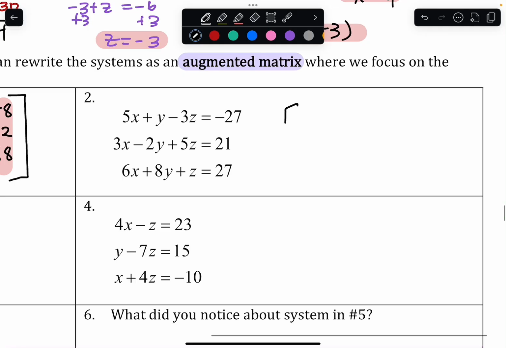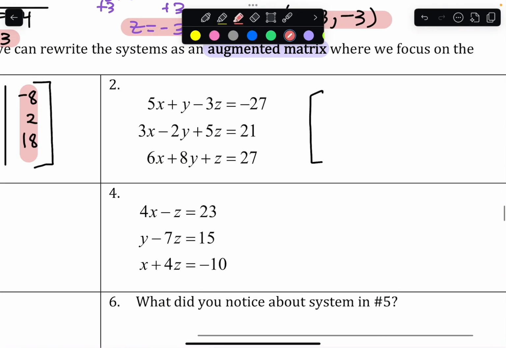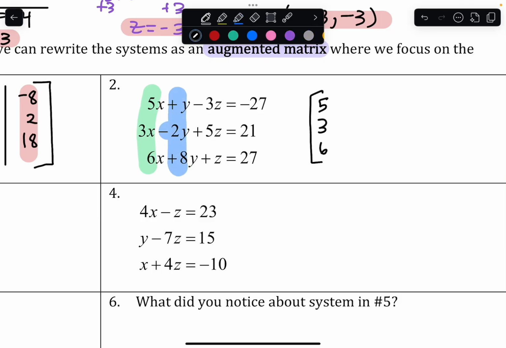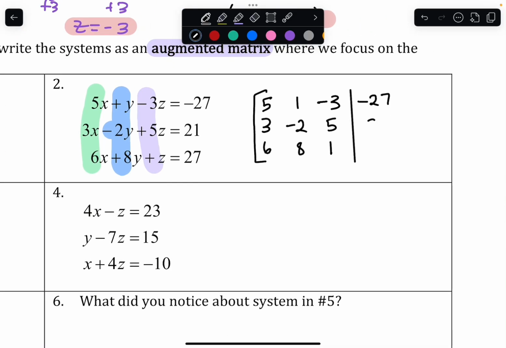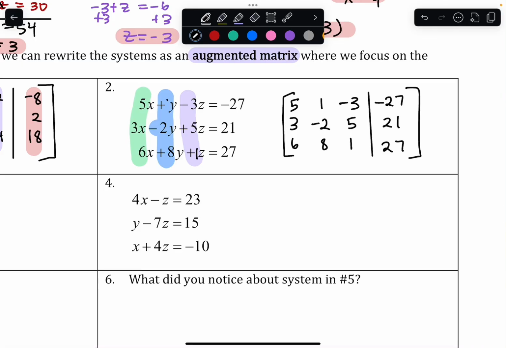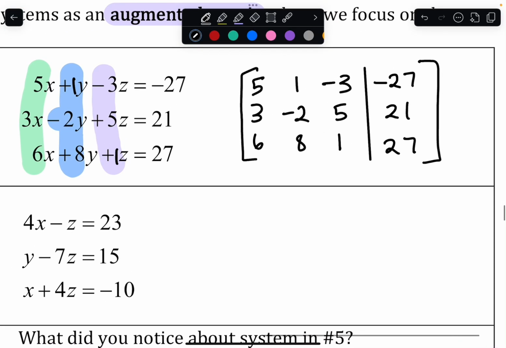Okay, so for number 2, my augmented matrix, starting with the X row, it's going to be 5, 3, and 6. And then for the Y column, I have 1, -2, and 8. For the Z column, I have -3, 5, and 1. Equal signs. And then constants, -27, 21, and 27. Okay, notice I'm not writing any variables, and I'm not putting any commas. No variables, no commas, just numbers.